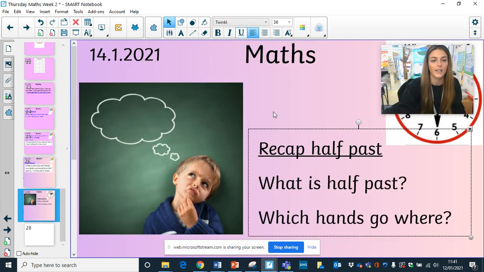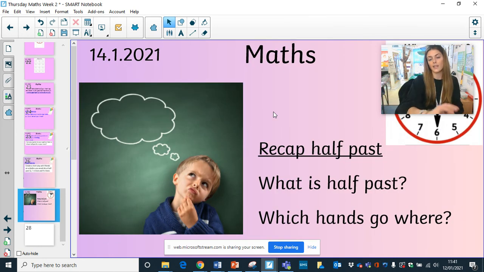Okay. And then your recap at the end is just to share with somebody what is 5:30 and which hands go where. So talking about the hands, where should they be for 5:30?